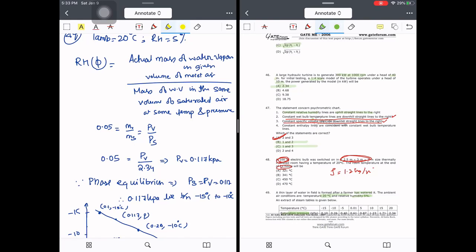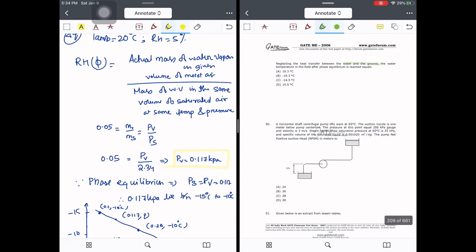What is relative humidity? Relative humidity is nothing but the mass of the vapor divided by the mass of vapor at the saturated state, or we can say the pressure of the vapor divided by the pressure of the vapor at saturated conditions. So from here we can find the pressure of vapor based on this data. At 20 degrees the saturation pressure they have given is 2.34. The first thing we can calculate is the pressure of vapor at 5%, as it is not saturated.